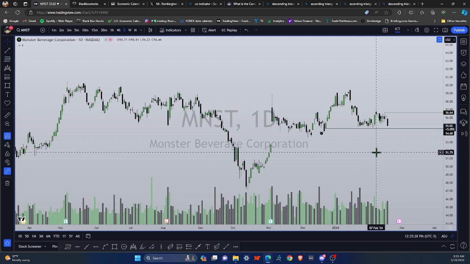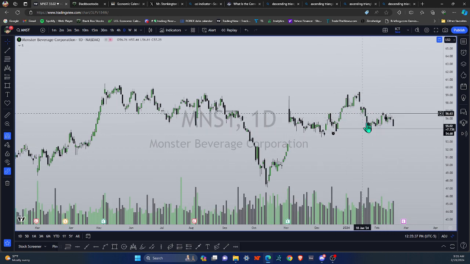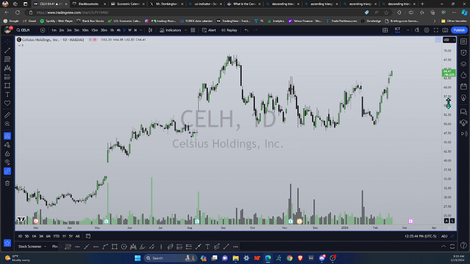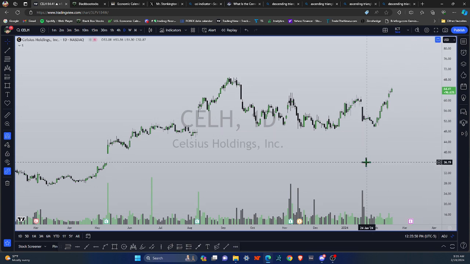Interesting. Yeah, this Monster looks like a good one to set some alerts on if we get to this level here. 54.70-ish. Could you see a move? Celsius. Yeah, that's a good run on Celsius for sure. And then they've got earnings coming up at the beginning of March.